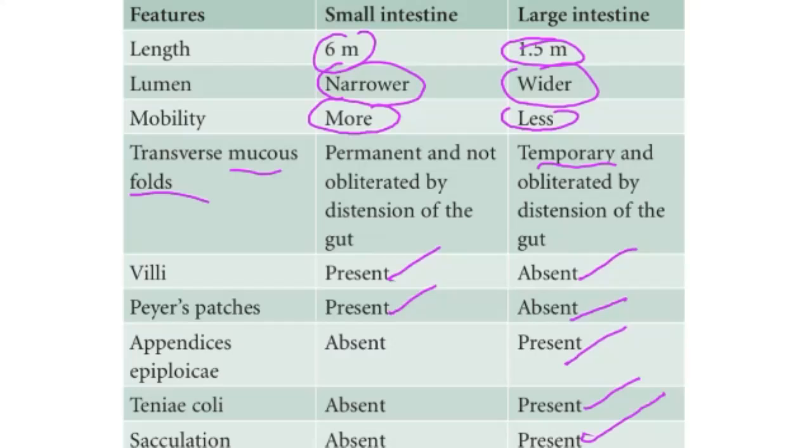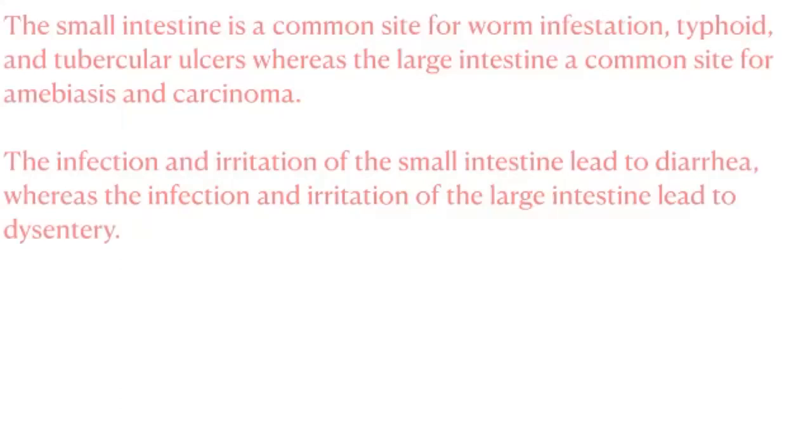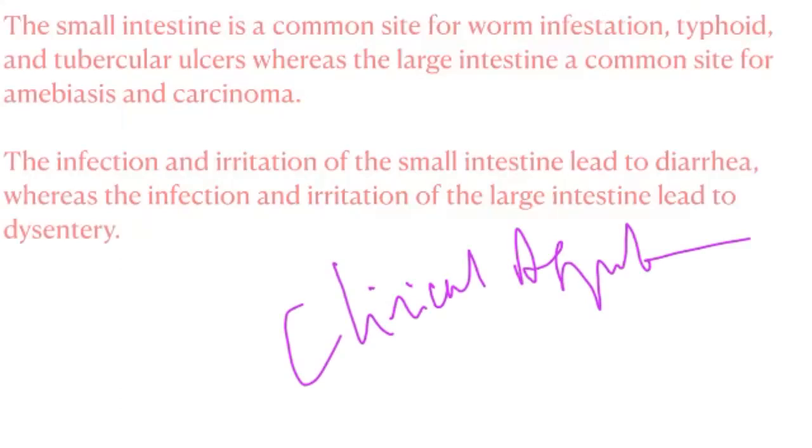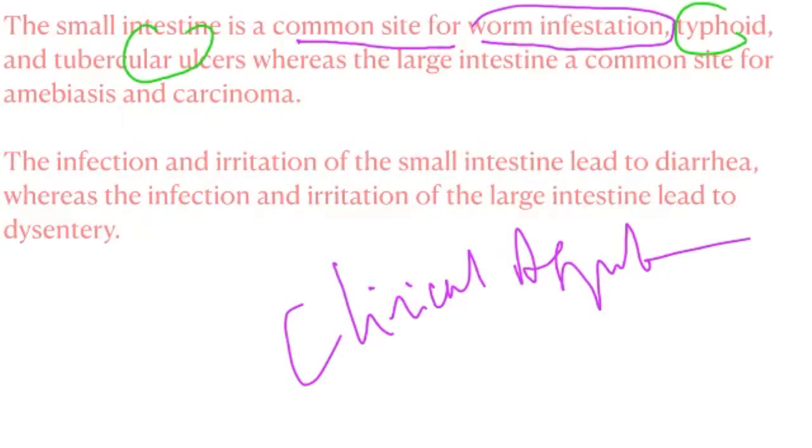And this is a very important clinical aspect. The small intestine is a common site for worm infestation, typhoid ulcers and tubercular ulcers, whereas the large intestine is a common site for amoebiasis and carcinoma, right? Remember that point. Also, infection and irritation of the small intestine leads to diarrhea, whereas infection and irritation of the large intestine leads to dysentery, right?